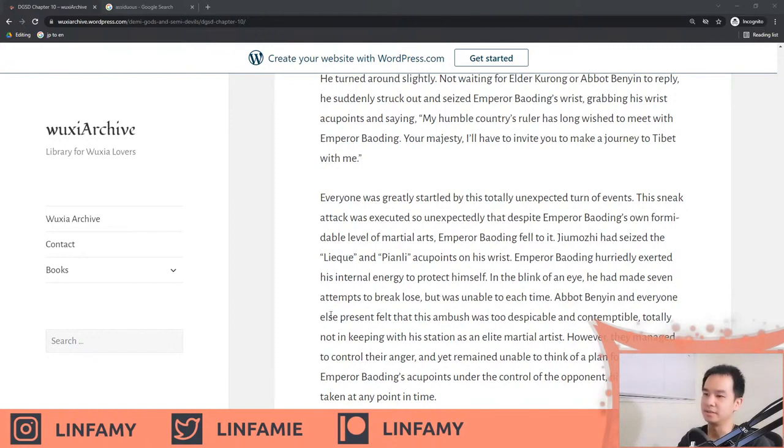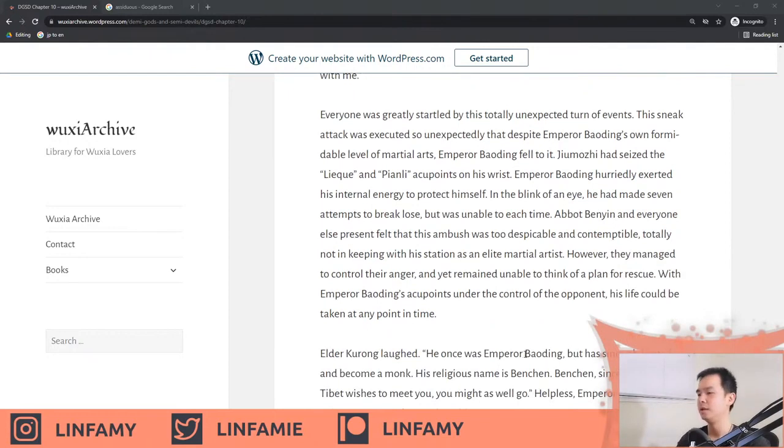Emperor Baoding hurriedly exerted his internal energy to protect himself. In the blink of an eye, he had made 7 attempts to break loose, but was unable to each time. Abbot Bunyin and everyone else present felt that this ambush was too despicable and contemptible, totally not in keeping with his station as an elite martial artist. However, they managed to control their anger, and yet remained unable to think of a plan for rescue. With Emperor Baoding's acupoints under the control of the opponent, his life could be taken at any point in time.